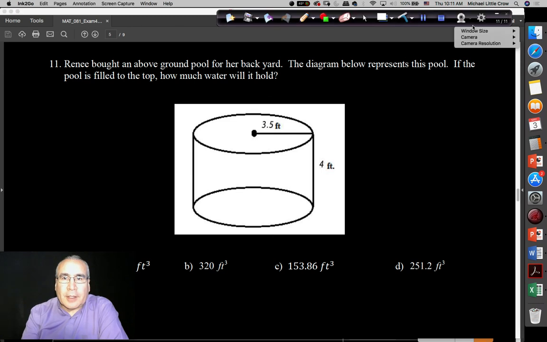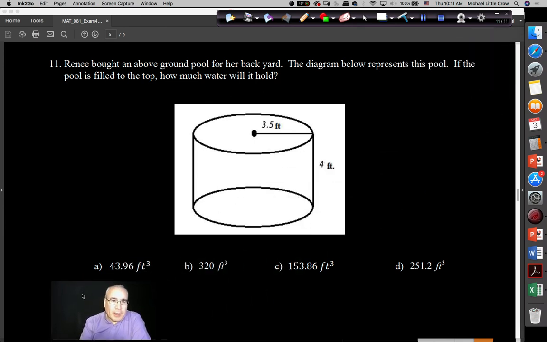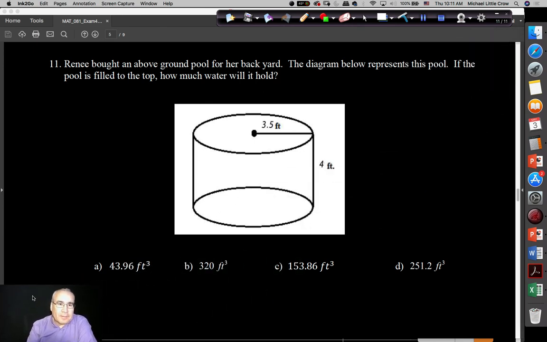I'll just make the picture a little bit smaller. Move me back down here. There we go. Okay. So, question is, how much water will it hold? And we're talking about a pool filled to the top. We see this picture here, it's three-dimensional. So hopefully we're finding a volume.